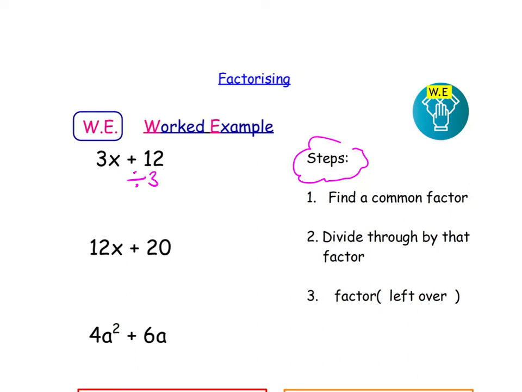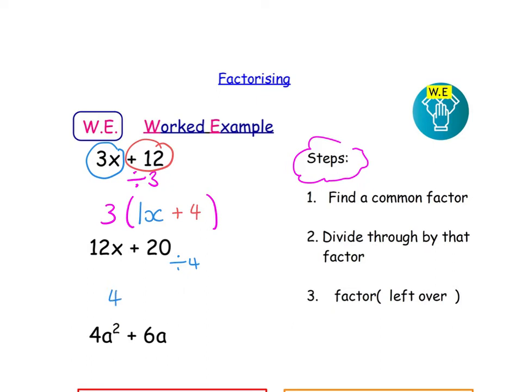Now because we can divide both of them by 3, that 3 is going to come on the outside of some brackets. Then we think 3x divided by 3 will give me just 1x, or x. And then 12 divided by 3 will give me 4, so it's positive 4. And you can leave your answer like that, or you can get rid of the 1 in front of the x. So the second one, we're going to divide by 4, because that will go into both.